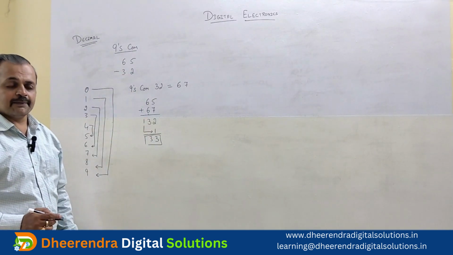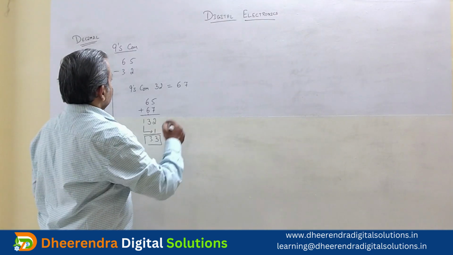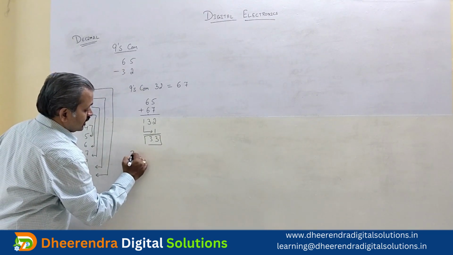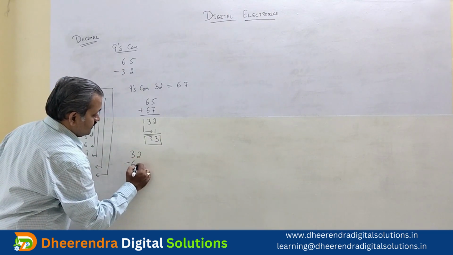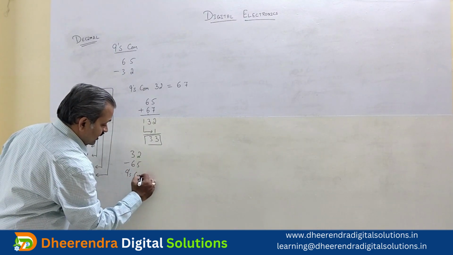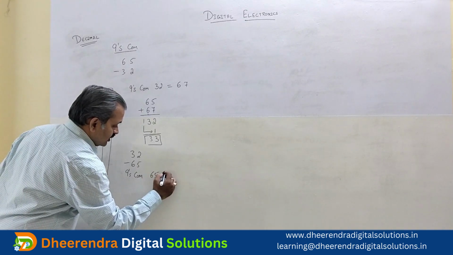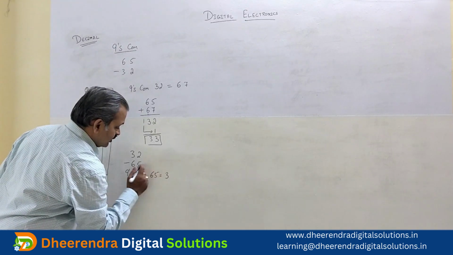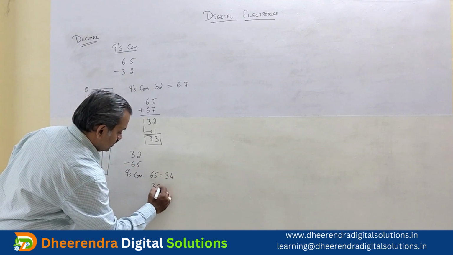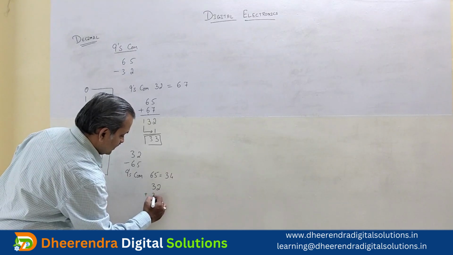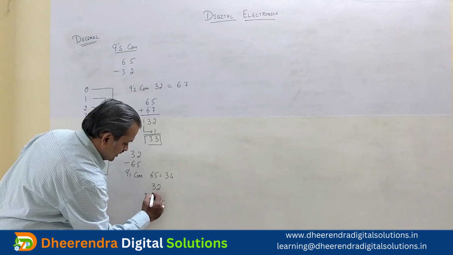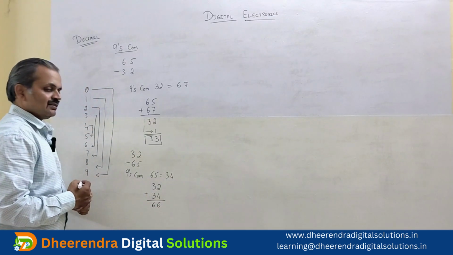The result is verified. Similarly, let us look at the other case: what would be the situation if we are looking at 32 minus 65, wherein 9's complement of 65 is equal to complement of 6 is 3, complement of 5 is 4. Now, 32 plus 34 is what we get. 2 plus 4 is 6. 3 plus 3 is 6. You got the result as 66.